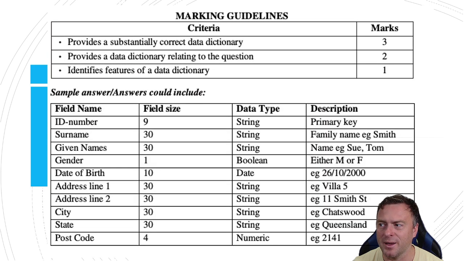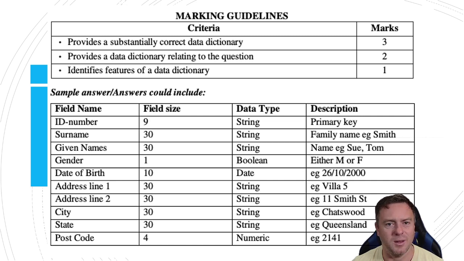Awesome. So what you should have found is something like this. So it had the field name, the field size, the data type, and then a quick little description about it. So as long as you provided a substantially correct data dictionary, you got the 3 marks, which is pretty cool.